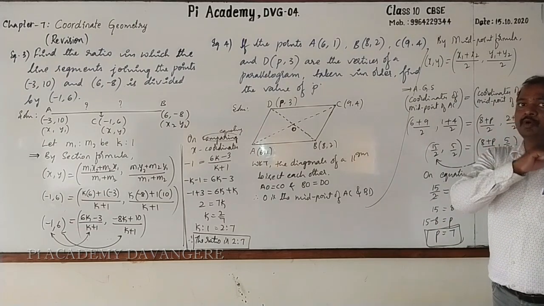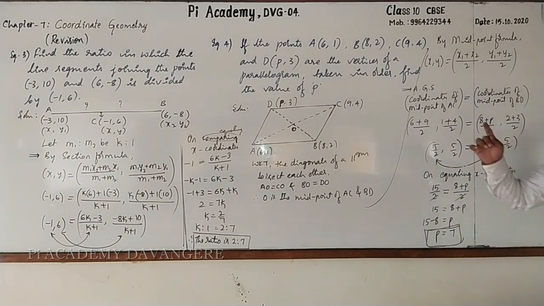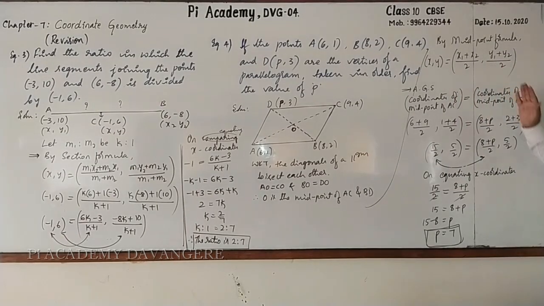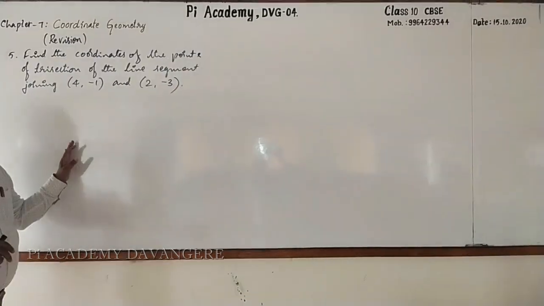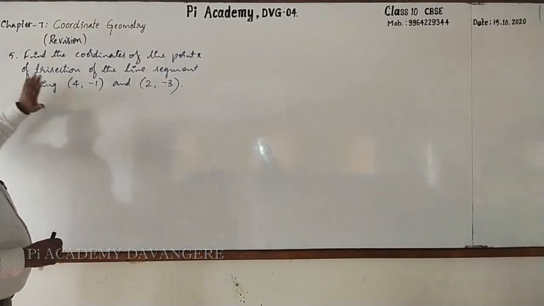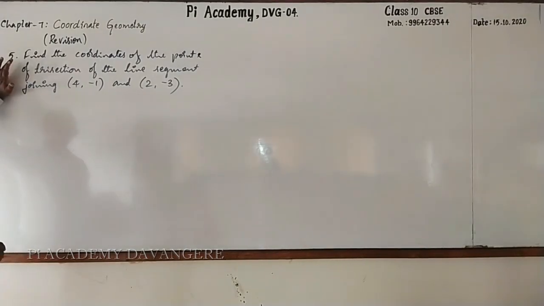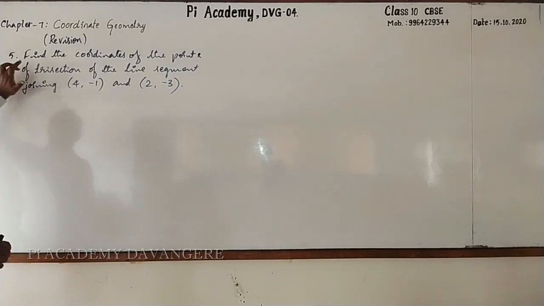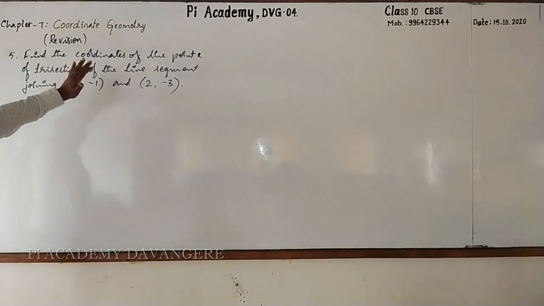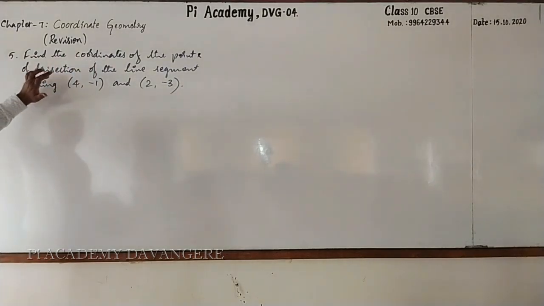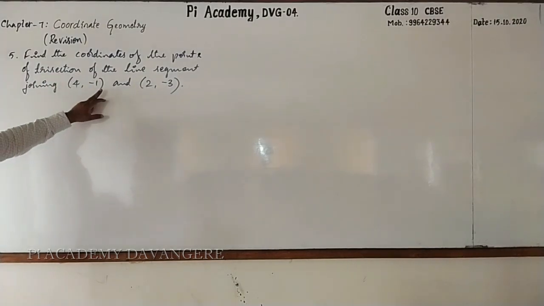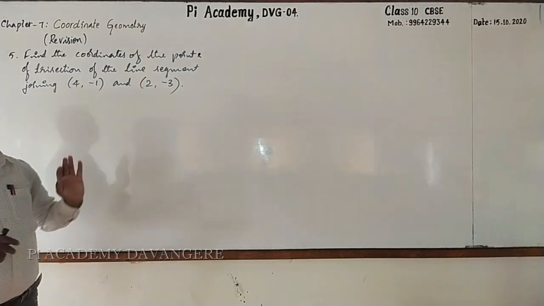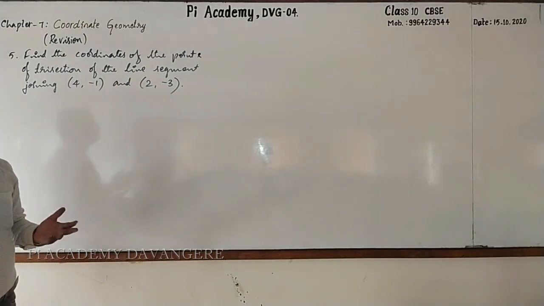We have one more important type of problem. I'll go for taking it. Just go for copying this one. Please go through this. This is another important statement and is also important in the examination as well. Observe and copy this. Find the coordinates of the points of trisection of the line segment joining (4, minus 1) and (2, minus 3). Hope that you all have understood this.